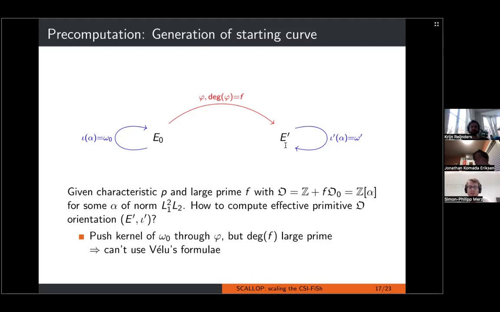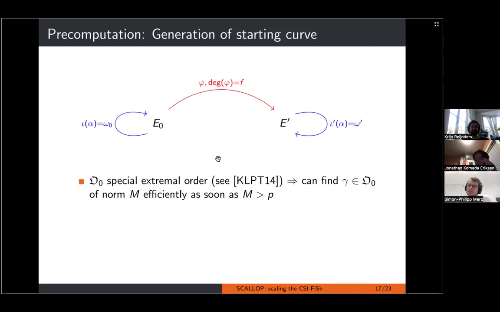Unfortunately, you can't do that using the Vélu formulas just by evaluating it, because F will be a large prime. So F is roughly of size 2 to the 2 times your security level. So for 128-bit security, this is a 256-bit prime. Also, square root Vélu is not going to help you there. So you have to be slightly smarter.